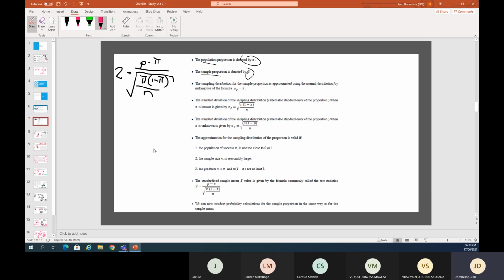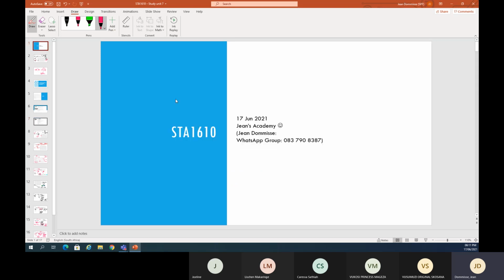So basically, study unit 7. The next step is to go into study unit 8, where we will introduce confidence intervals on these two concepts of the mean and the proportions. Okay, any questions, guys, that you want to ask about study unit 7? Is it a bit clearer?